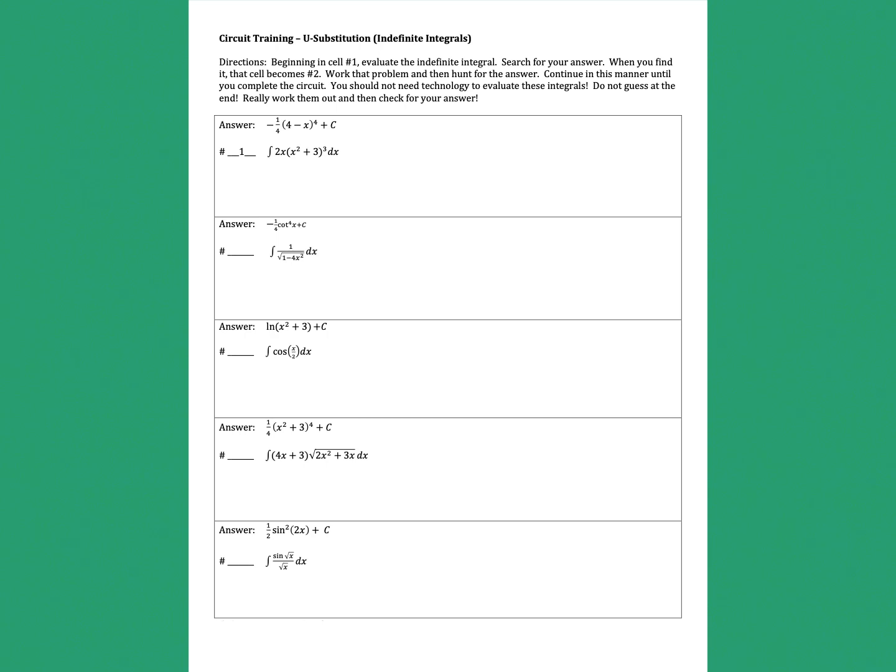Alright, so I'm going to do the first 10 of the indefinite integrals. There's 20 indefinite and 20 definite. So I'll do the first 10, these indefinite integrals that don't have limits. These are just finding antiderivatives.